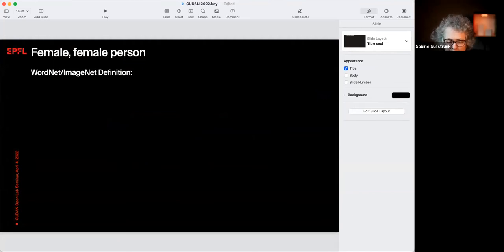So let's look at one specific category. Sorry, let me just get rid of this bar frame. Female person. Let's first look at the WordNet and then, in other words, the ImageNet definition.